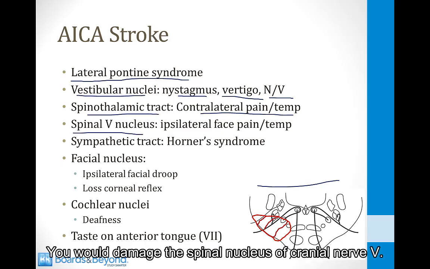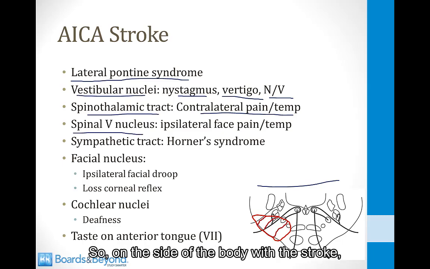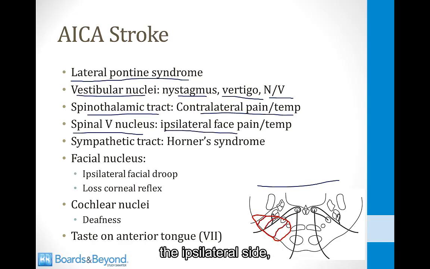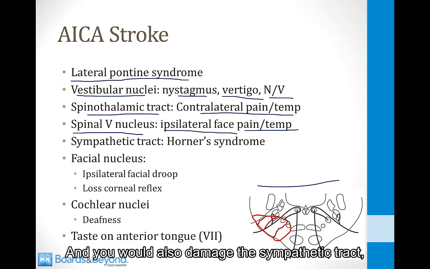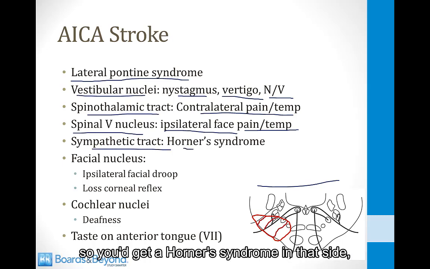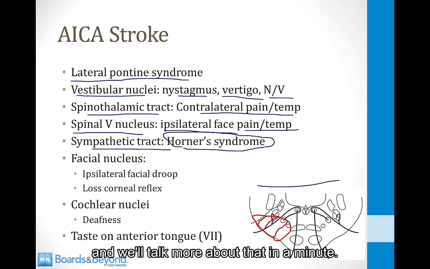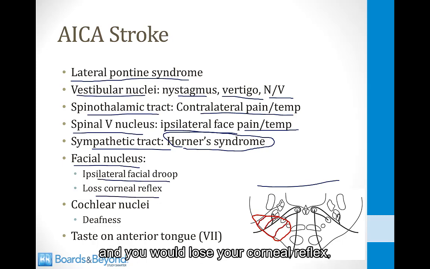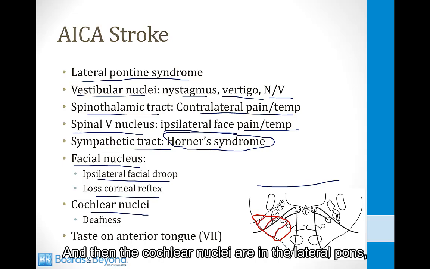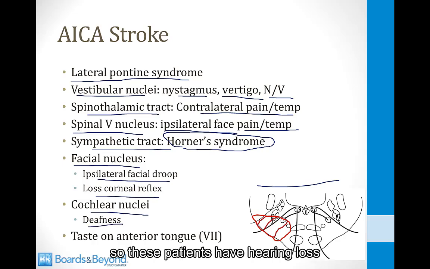You would damage the spinal nucleus of cranial nerve 5, so on the side of the body with the stroke, the ipsilateral side, the face would not be able to detect pain and temperature. And you would also damage the sympathetic tract, so you'd get a Horner syndrome on that side, and we'll talk more about that in a minute. The facial nucleus is in the lateral pons, so you would get ipsilateral facial droop, and you would lose your corneal reflex. And then the cochlear nuclei are in the lateral pons, so these patients have hearing loss and deafness and maybe tinnitus. And they would also lose taste in the anterior portion of their tongue from cranial nerve 7.